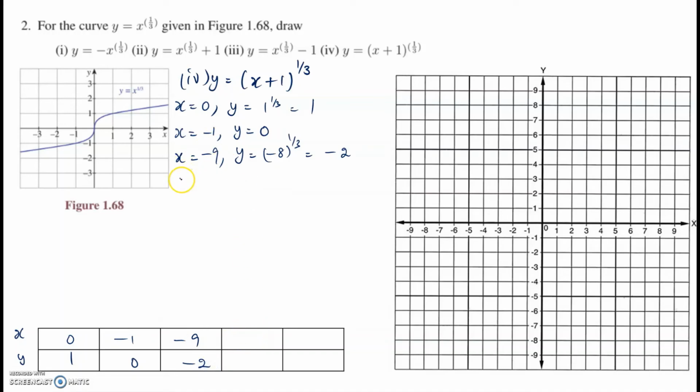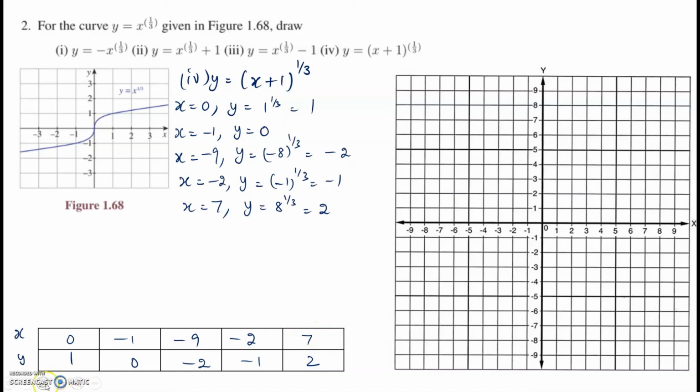Then let's take our x to be minus 2. We missed out minus 2. Then y will be equal to minus 2 plus 1 is minus 1, to the power 1 by 3, which will be minus 1. So minus 2 and minus 1. Then let's take our x as 7. So when it's 7, y is equal to 8 to the power 1 by 3, which is 2. So x is 7, y is 2.